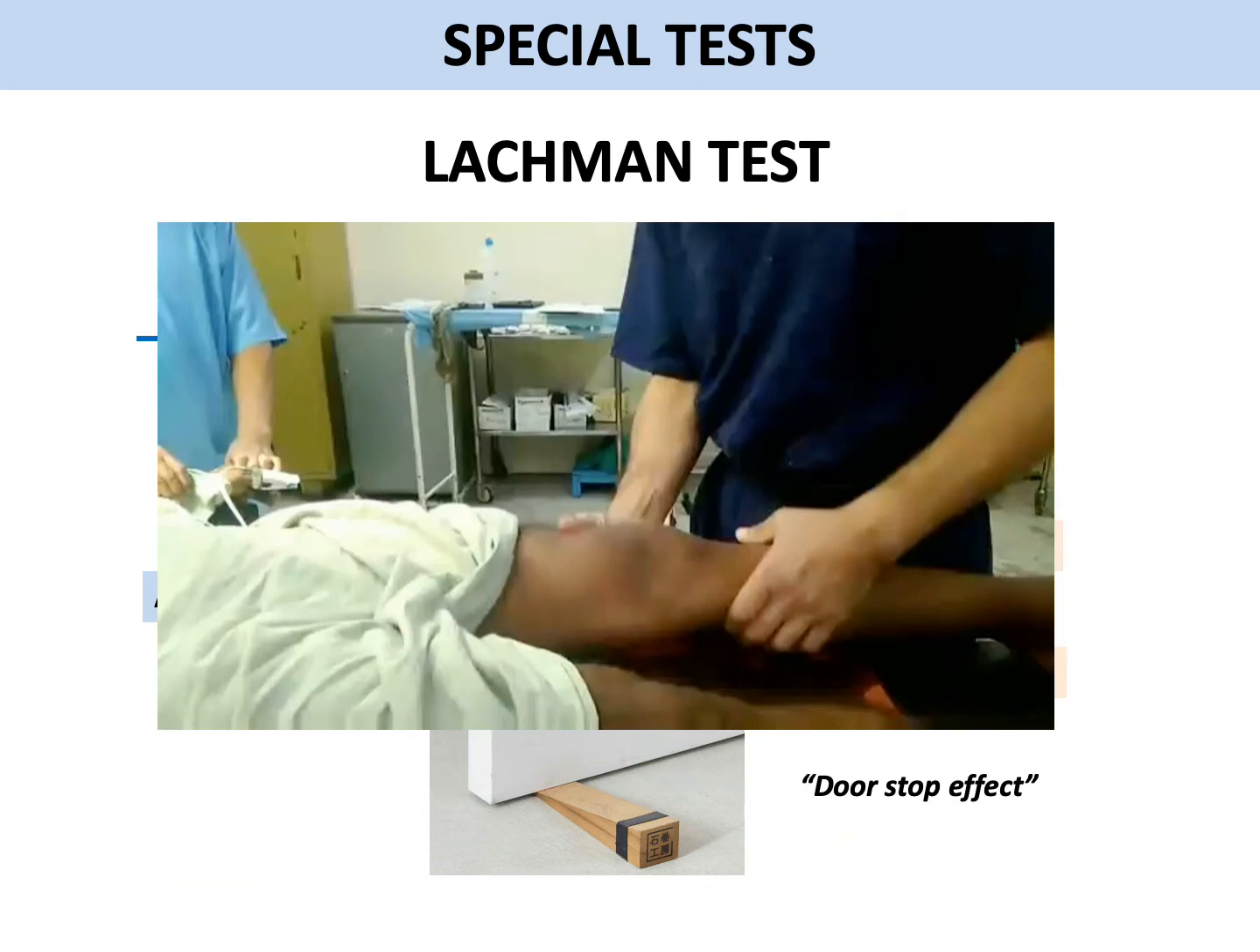Let us see how this is going to be performed. The Lachman test. Right, this is the left knee, and the examiner's right hand has firmly gripped the thigh, while the left hand has gripped the leg.